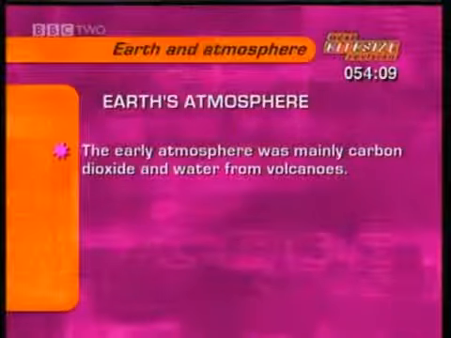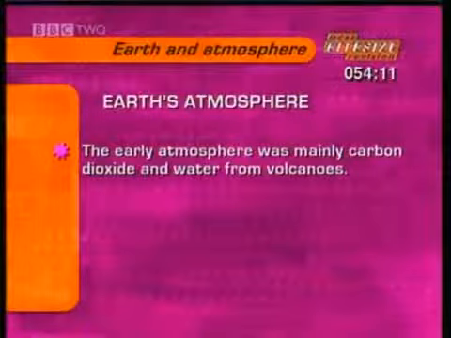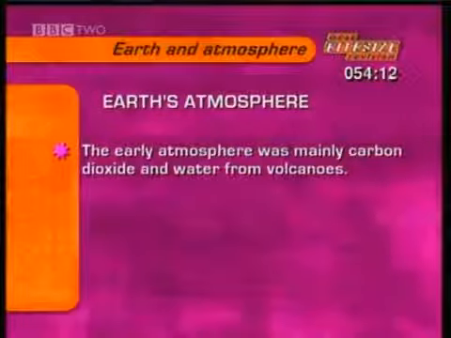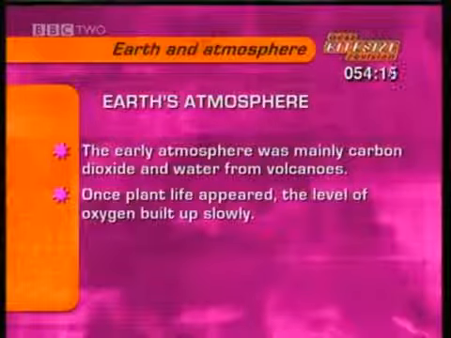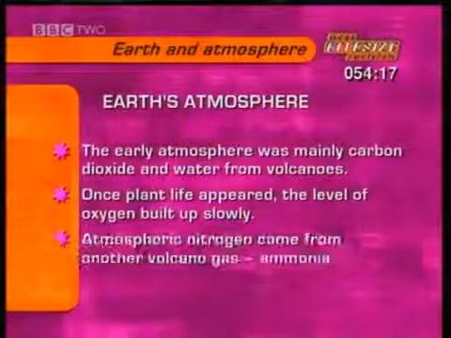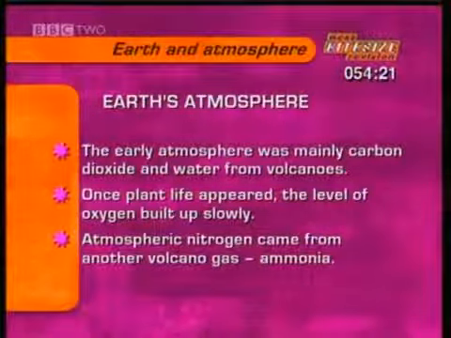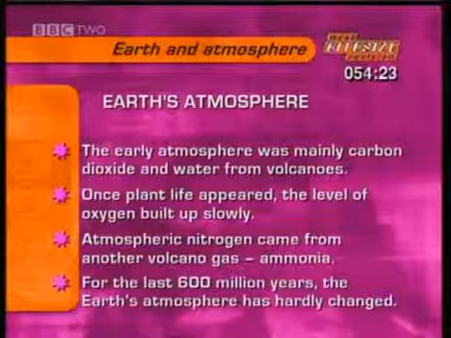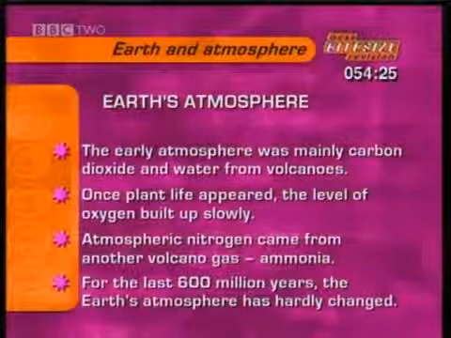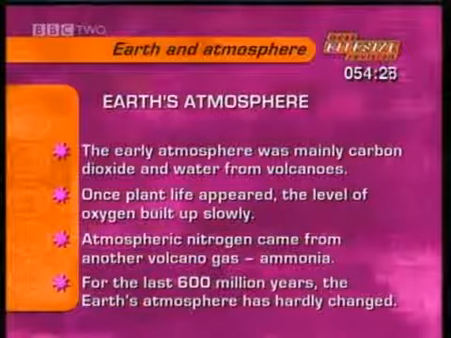So the early atmosphere was mainly carbon dioxide and water, gases which escaped from volcanoes. Once plant life appeared on the Earth, the level of oxygen built up slowly. Atmospheric nitrogen came from another volcanic gas, ammonia. For the last 600 million years, the Earth's atmosphere has hardly changed.